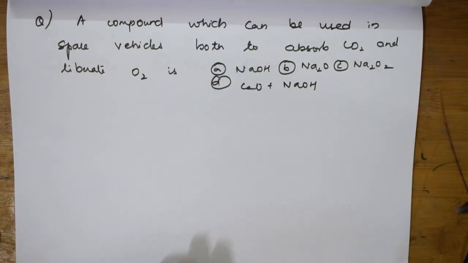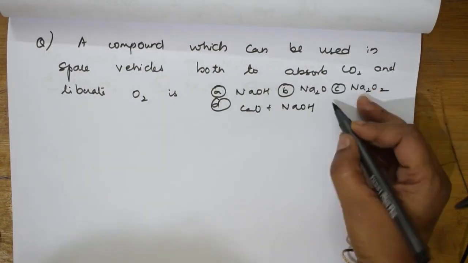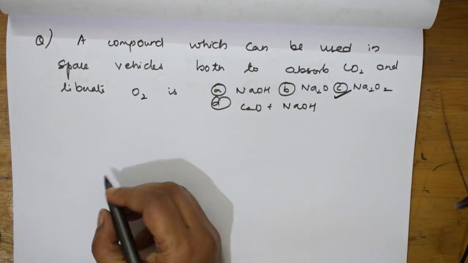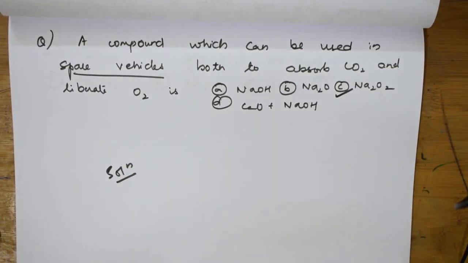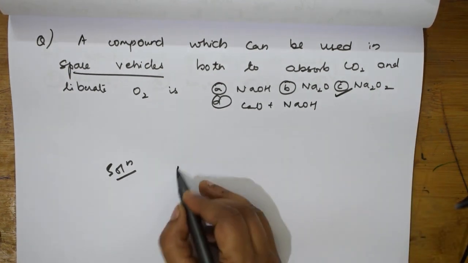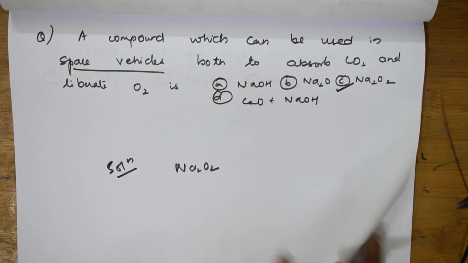So for such questions, the correct answer is Na2O2. So this is the correct option. Direct answer. There's nothing more. Remember, it can be used in space vehicles. If they speak about submarines, try KO2. If they give you space vehicles, the correct option is Na2O2. Fine. So let us see the next question.